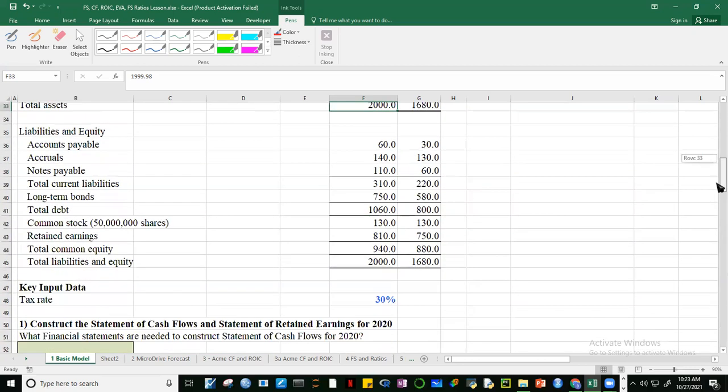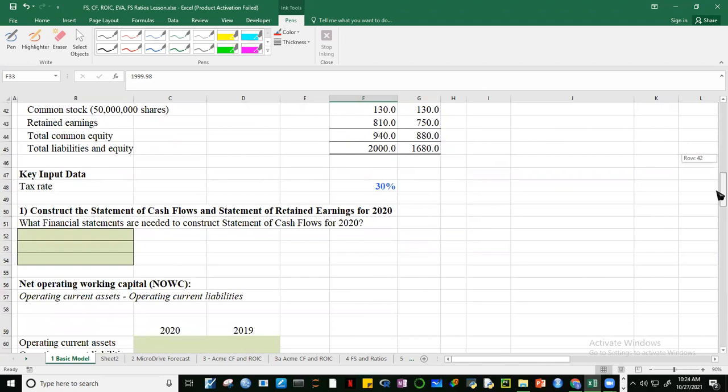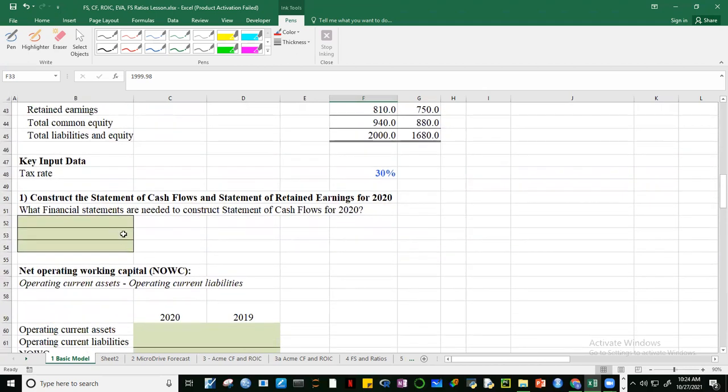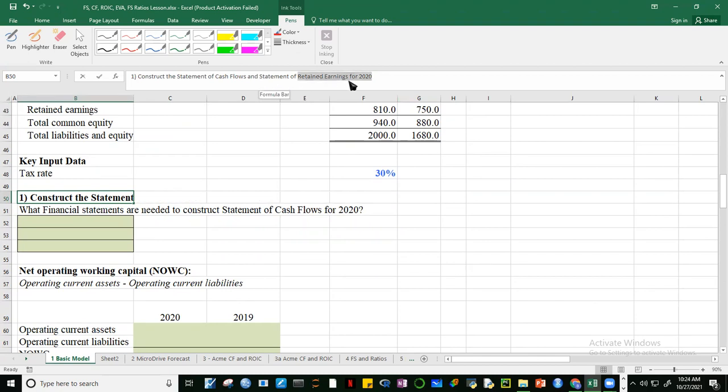All right. So now, guys, the requirement is for us to construct the statement of cash flows and the statement of retained earnings. Let's change this. Let's make this statement of changes in shareholders' equity.